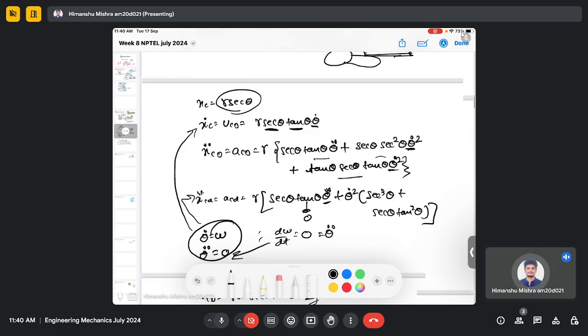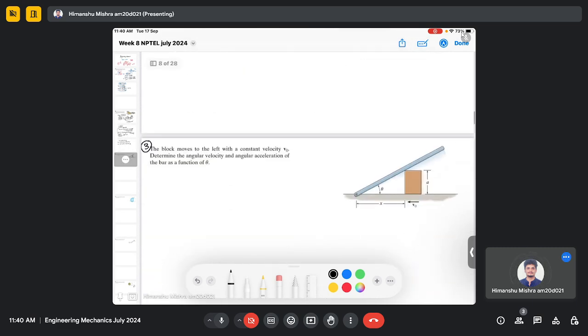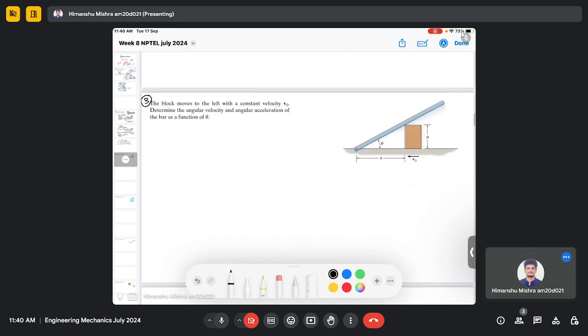So there is a very similar problem here. It's the same problem. In this problem also we are given a block which moves to the left with a constant velocity v naught. Determine the angular velocity and angular acceleration of the bar as a function of theta. So it's the same problem.